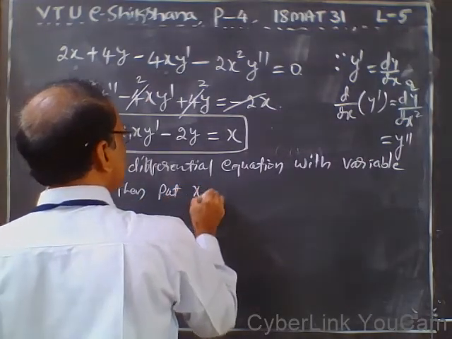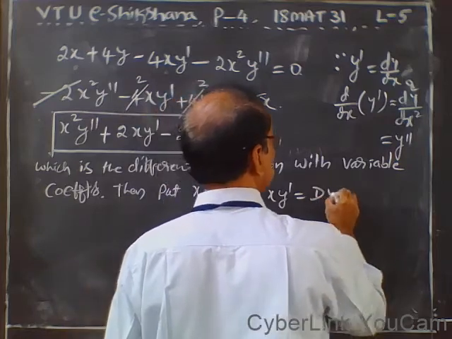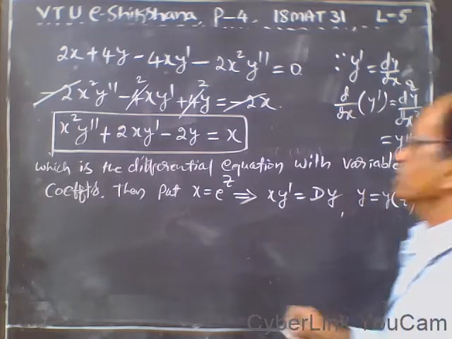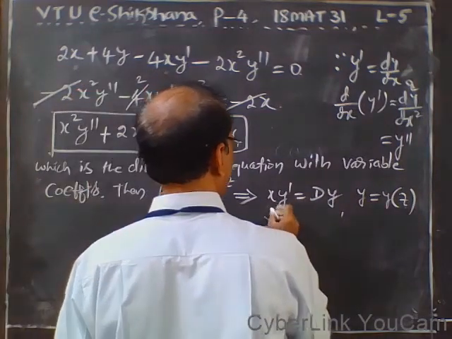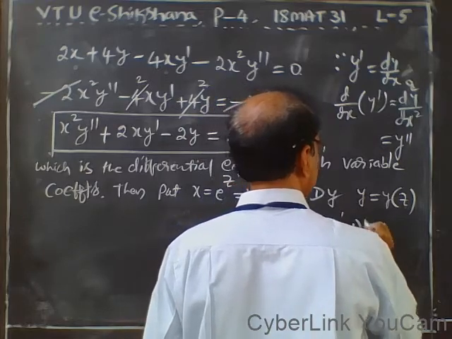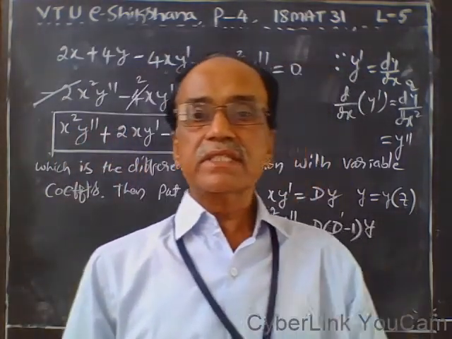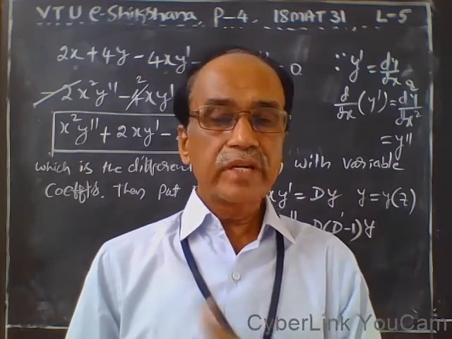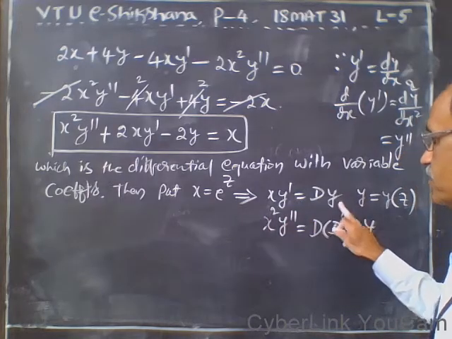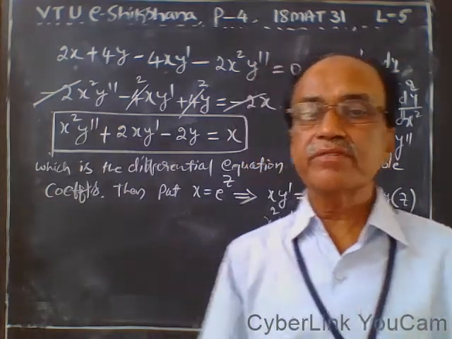Then put x equal to e to the power z, which implies x into y dash is equal to dy, where y is a function of z. That means x into y dash, and x square into y double dash, can be taken as d into d minus 1 of y. So this is a Cauchy's differential equation. Already you might have discussed differential equations with constant coefficients and variable coefficients, and directly I am writing by the substitution. This makes the product of the variable with the first order derivative as dy, and the product of the variable square with the second order derivative as d into d minus 1 of y, where y is a function of z.